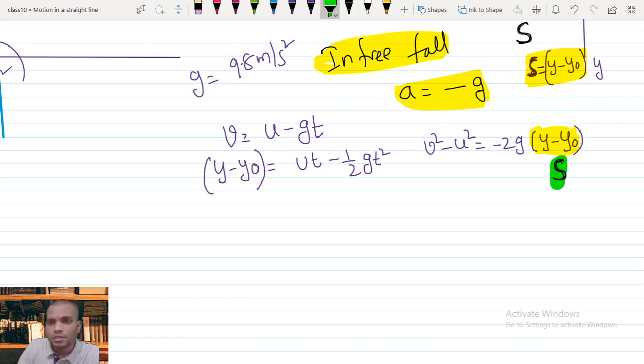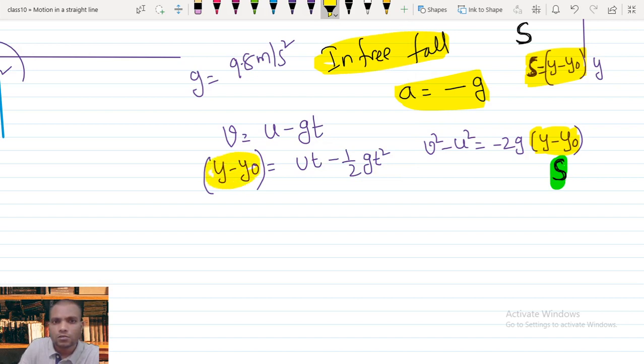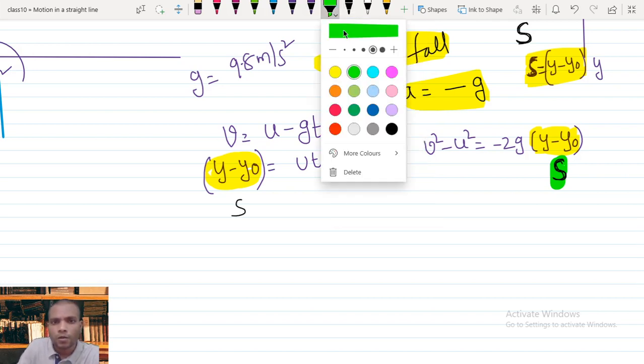Similarly, in the second equation of motion for displacement, this is also highlighted here. So this is also displacement. We will represent this as s in ordinary equations of motion, not in the free fall condition.